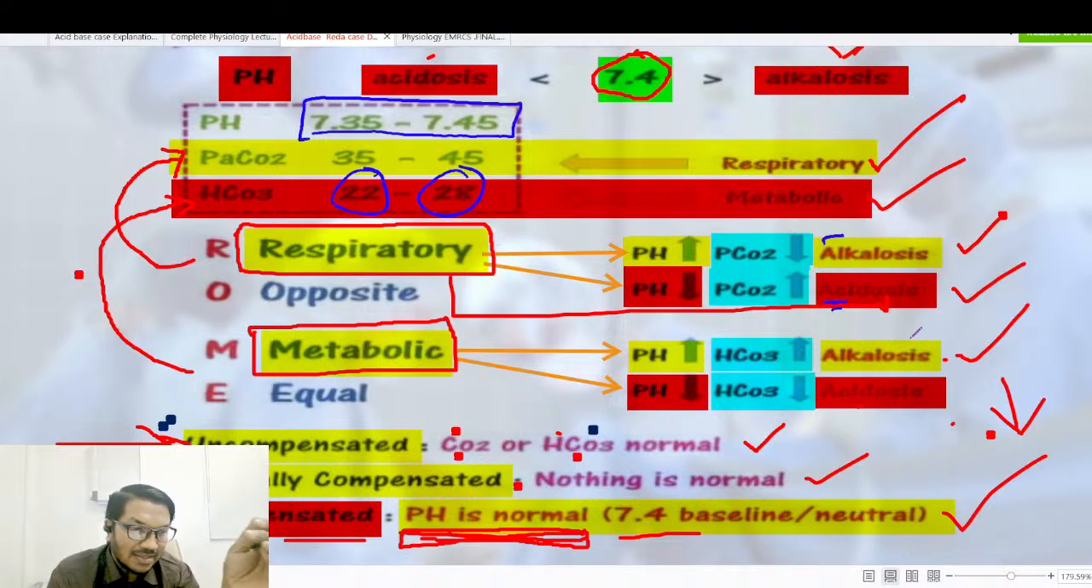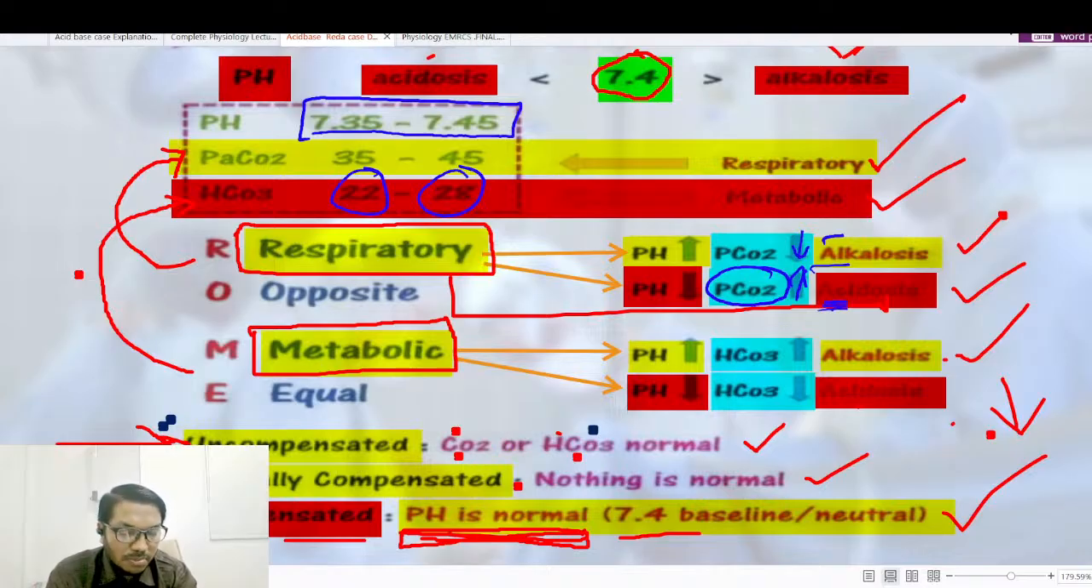Carbon dioxide itself is a gas and it is acidic. Very good. So if it is respiratory acidosis, the partial pressure of carbon dioxide will be high, and if it is respiratory alkalosis, the partial pressure of carbon dioxide will be low, and pH will be the opposite.